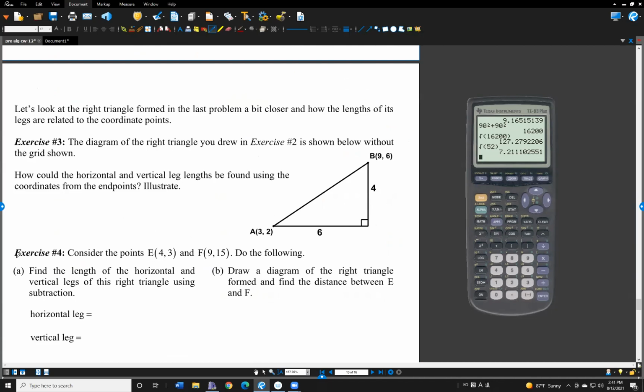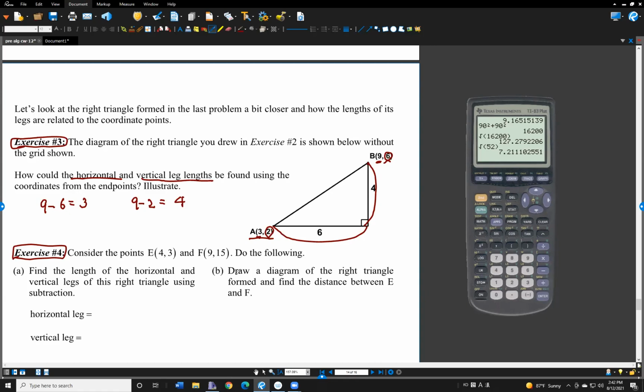Now we're going to try this exercise 4. All right, let's do this first. This is already 2 points, though there's no graph. They are at 3, 2 and 9, 6. That is the coordinates. How can you find the horizontal length? This is x2 minus x1, right? 9 minus 3 is 6, isn't it? That is the horizontal length. Where is the vertical length? 6 minus 2 equals 4. That is the vertical length.